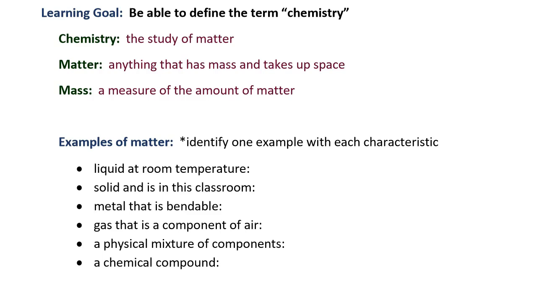Next, I'm going to pause the video for a minute to give you a chance to fill in this next section where you think about some examples of matter. Identify one example with each characteristic. For example, think of a substance that's a liquid when it's room temperature. Write down your answer for these 6 items, and then we'll have a quick discussion about them before continuing with this lesson video.